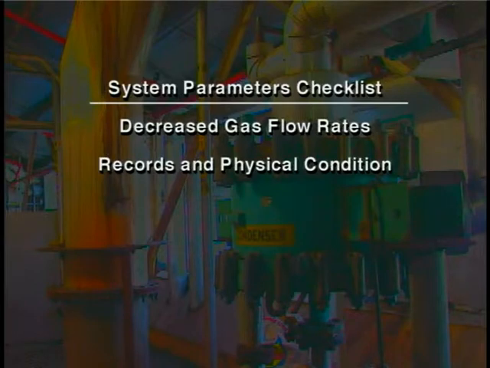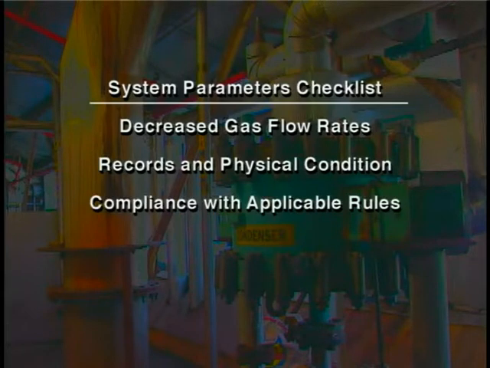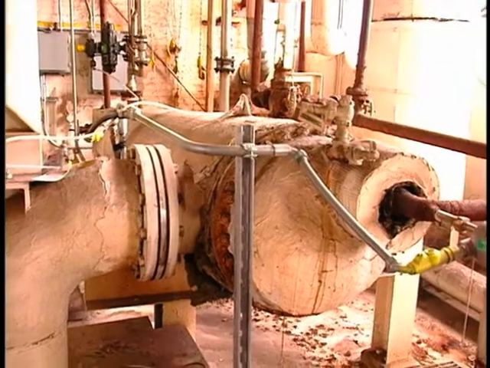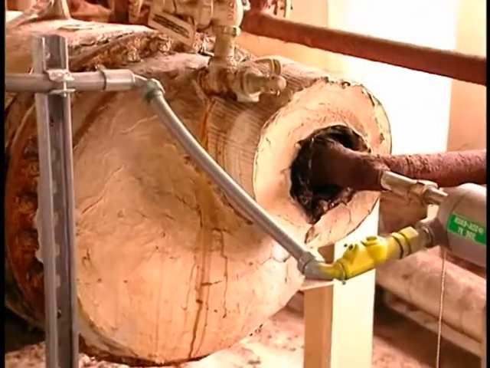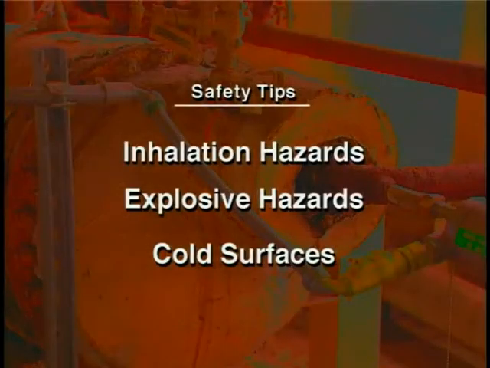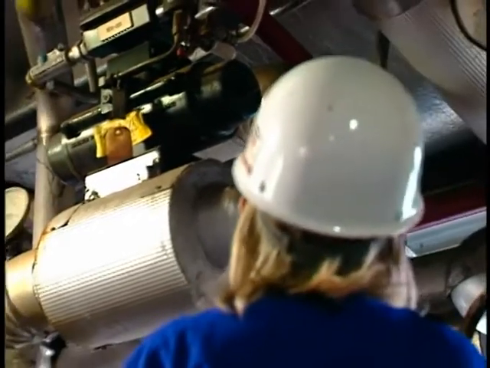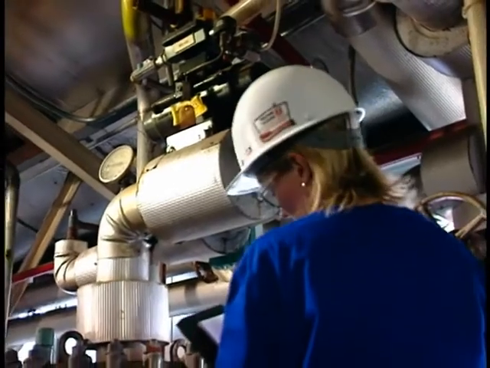As with any inspection of an air pollution control device, attention must be given to the system's records and physical condition, and compliance with applicable rules. Condensation systems used for air pollution control have many safety considerations, including inhalation hazards, explosive hazards, and cold surfaces. Further training and experience will be necessary to complete all field tasks safely.